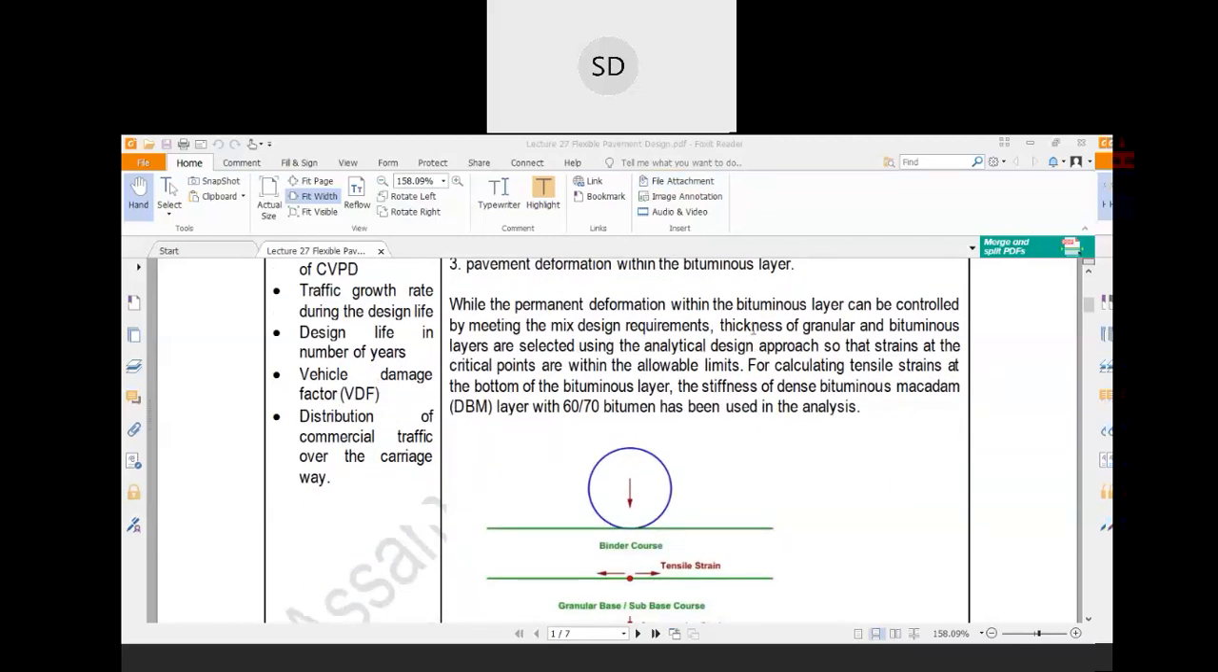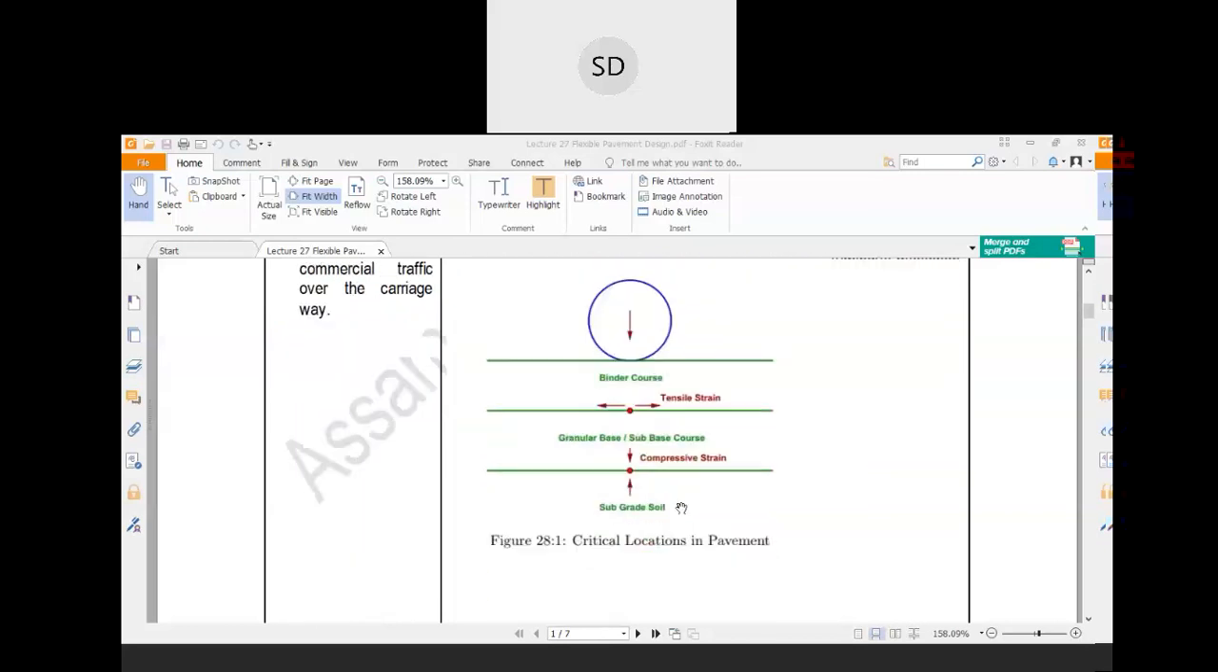Now, the permanent deformation within the bituminous layer can be controlled by meeting the mix design requirements, thickness of the granular and bituminous layers, and suitable subgrade material, and using an analytical approach to calculate all the strains and stresses, which we can keep within limit. Now, for calculating tensile strains at the bottom of the bituminous layer, the stiffness of dense bituminous macadam layer with 60/70 bitumen has been used in the analysis.